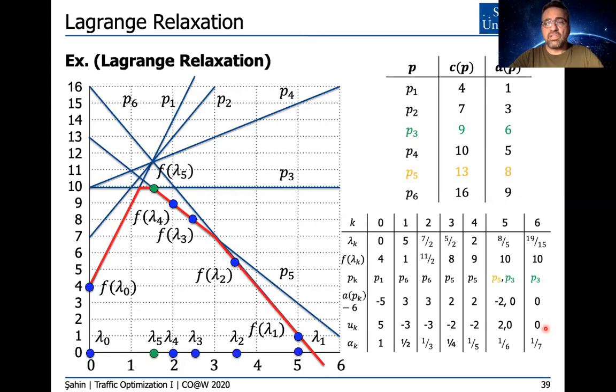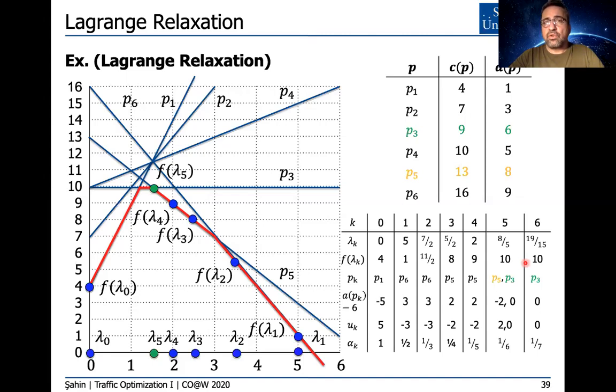The final objective function value, which is also equal to the Lagrange relaxation objective function value, is 10. The corresponding path is a feasible path, so the solution is optimal. However, remember that in general, Lagrange relaxation provides only a bound and not necessarily a feasible solution of the original problem.